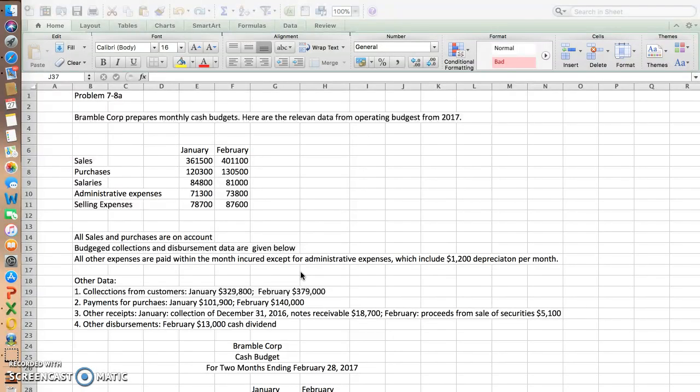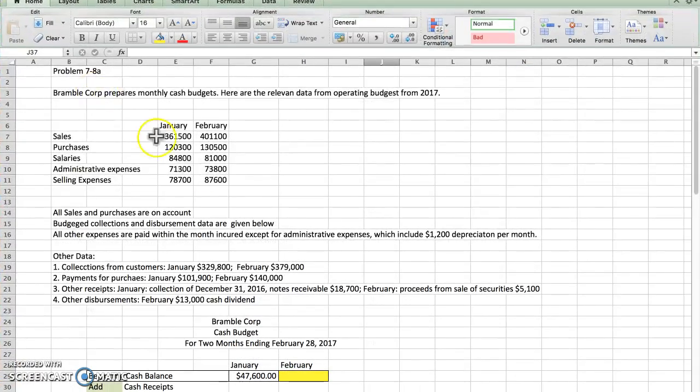The Bramble Company prepares a monthly cash budget, and here are their sales, purchases, salary, administrative expenses, and selling expenses. Now, of course, you all will have different numbers than me, but it's all the same idea. All of their sales and purchases are done on account, and the budgeted collections, let me make this a little bit bigger for you. The budgeted collections and disbursements are all given here below.